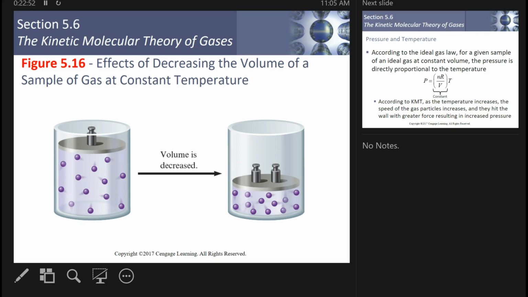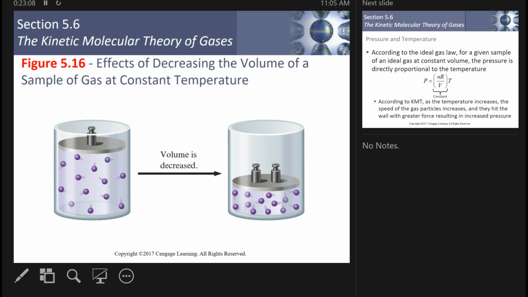Alright, so this is what this is talking about. If you decrease volume, here's a piston, you push on the piston, and you see the molecules get closer to each other. That means they bump into each other more, they bump into the container walls more, and that causes an increase in pressure.